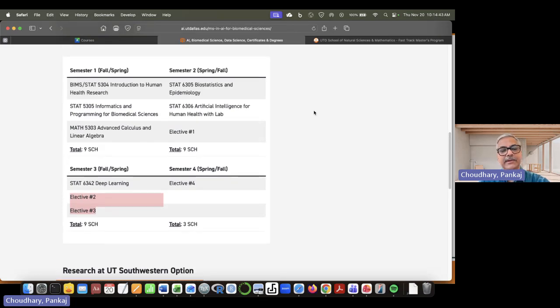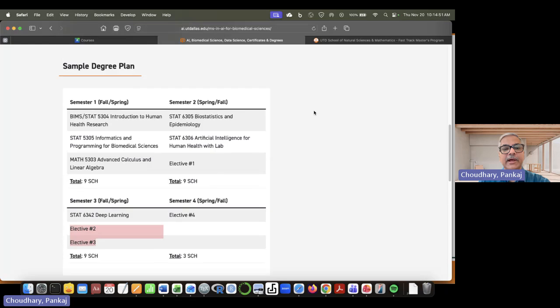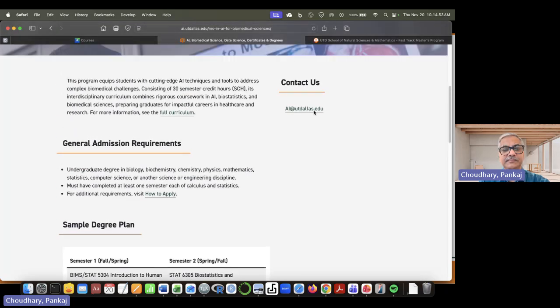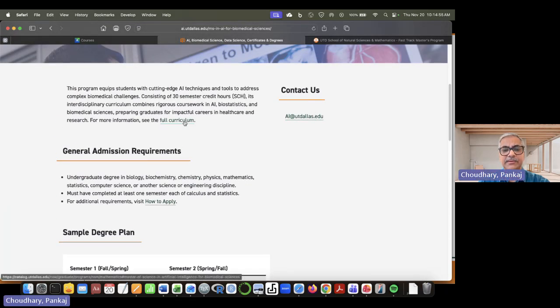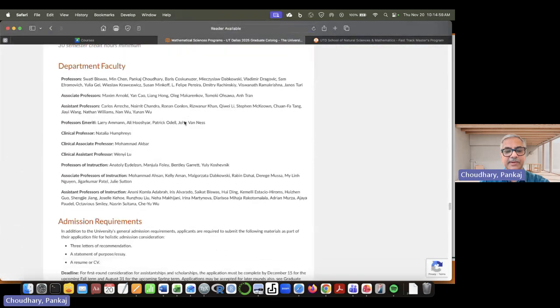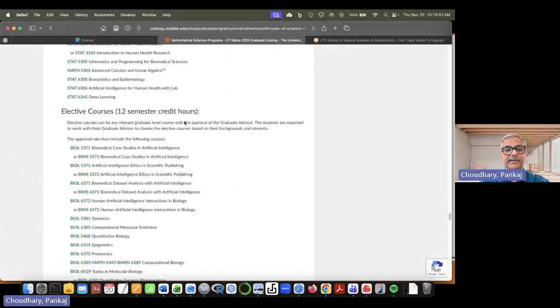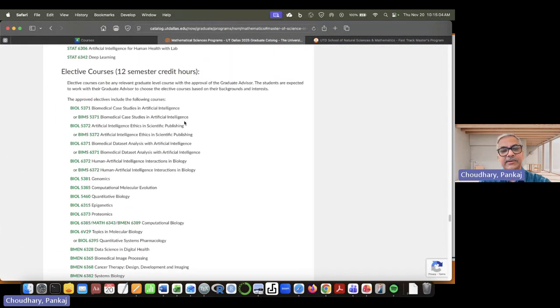And you can see that there is a lot of focus on starting from scratch and building tools, and then their applications. Now, when it comes to electives, let's go to the catalog website for this program, and then we can see that there is a long list of electives that you can choose from.